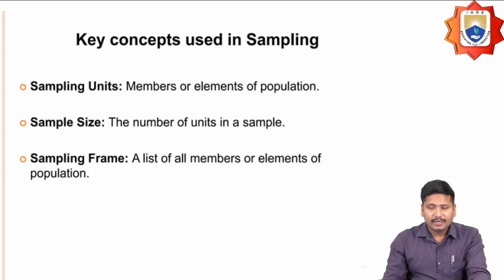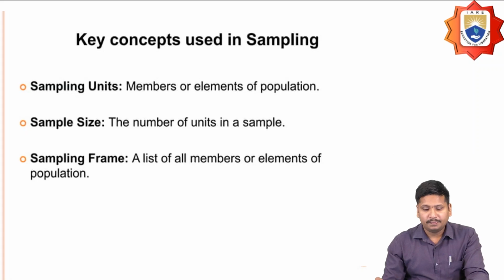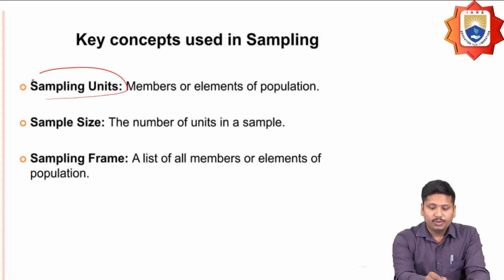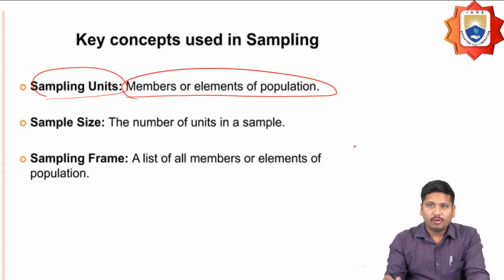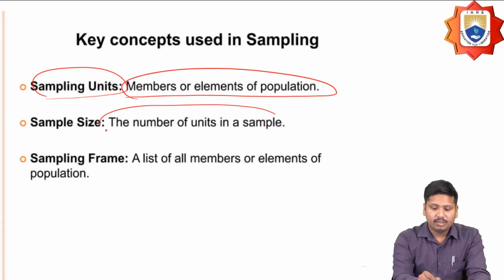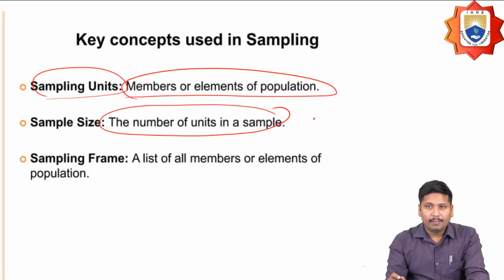What are the key terms or concepts that should be known in sampling? Sampling units are the members or elements of the population, sample size is the number of units in a sample, and the sampling frame is a list of all the members or elements of the population. These are some of the key terms that should be learned in sampling.